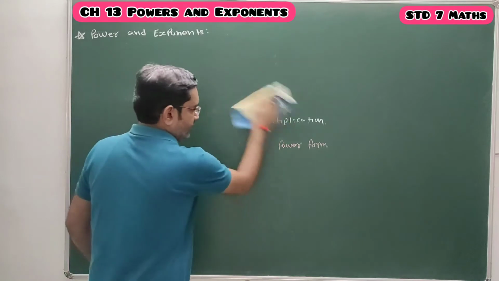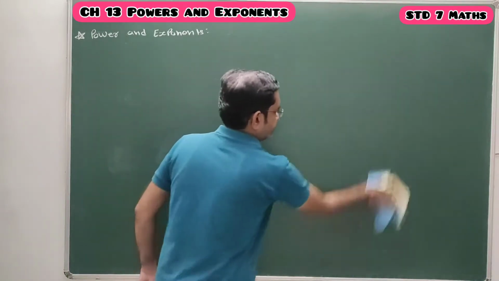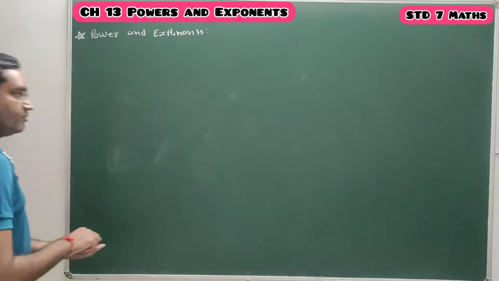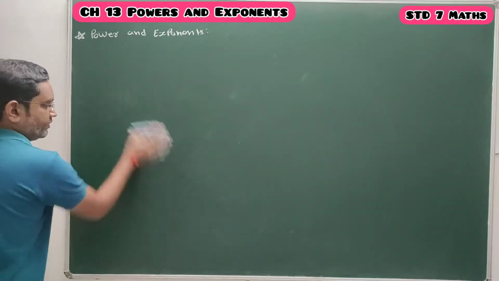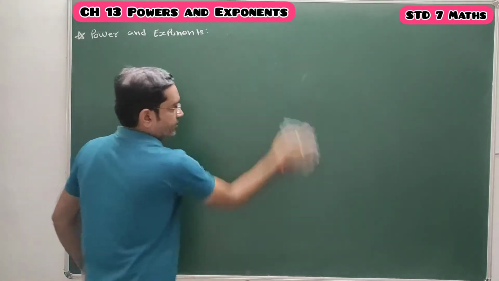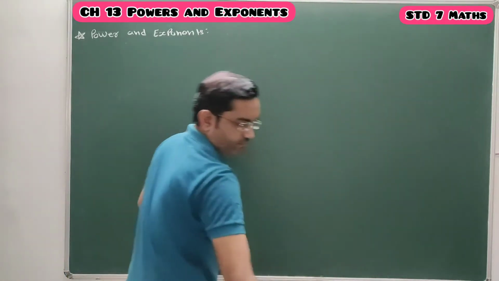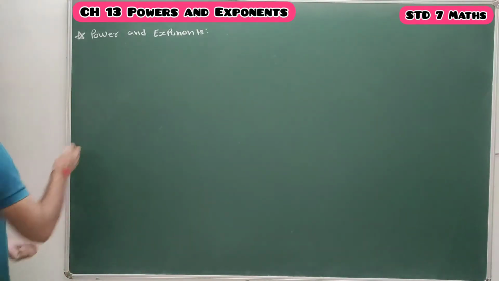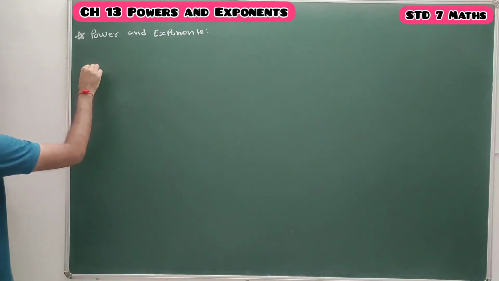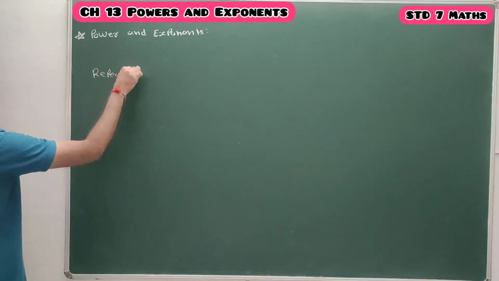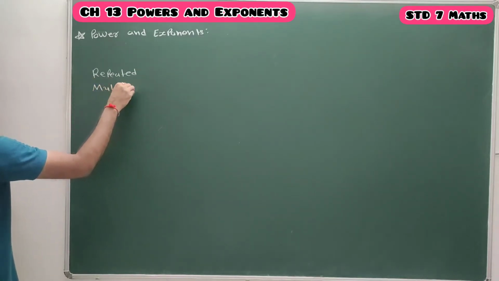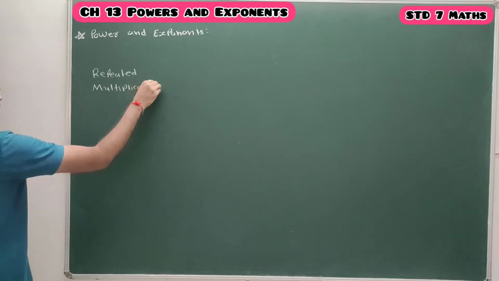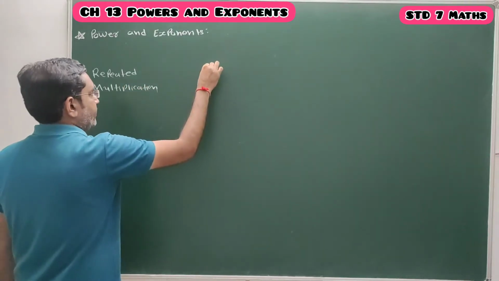So let's discuss what power form is. Power form basically gives repeated multiplication in a simplest form. Now we are converting our repeated multiplication into power form. So we are given some repeated multiplication, and that repeated multiplication is converted into power form.